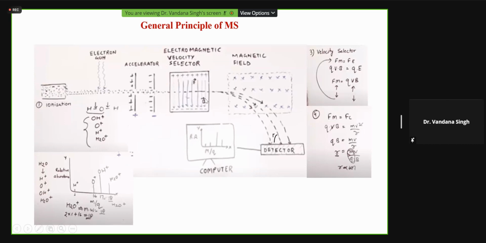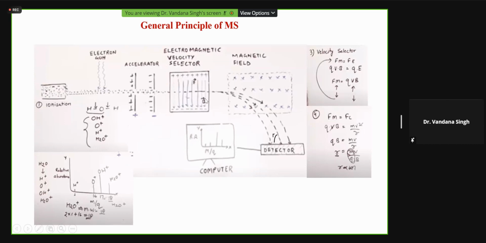And now, what kind of ionization is used in the mass spectrometry system? Generally, as we have discussed earlier, high-speed electrons are used as a source of ionization. However, the ionization can be hard ionization as well as soft ionization. Hard ionization can be either electron ionization or chemical ionization.